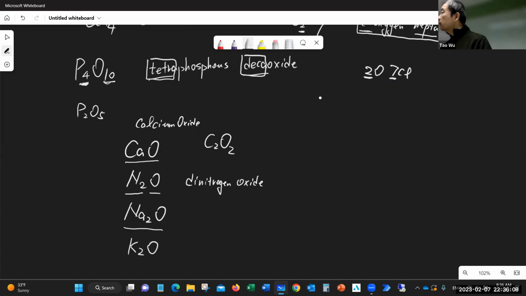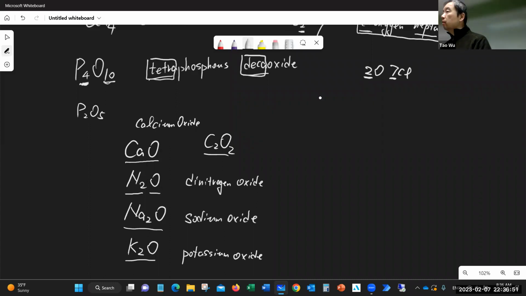How about this one? What is Na? It's sodium. Is sodium a metal or non-metal? It's a metal. So metal plus non-metal, this is an ionic compound. That's why this is just called sodium oxide. And what is this called? Potassium. Is potassium a metal or non-metal? It's a metal. So this is called potassium oxide.